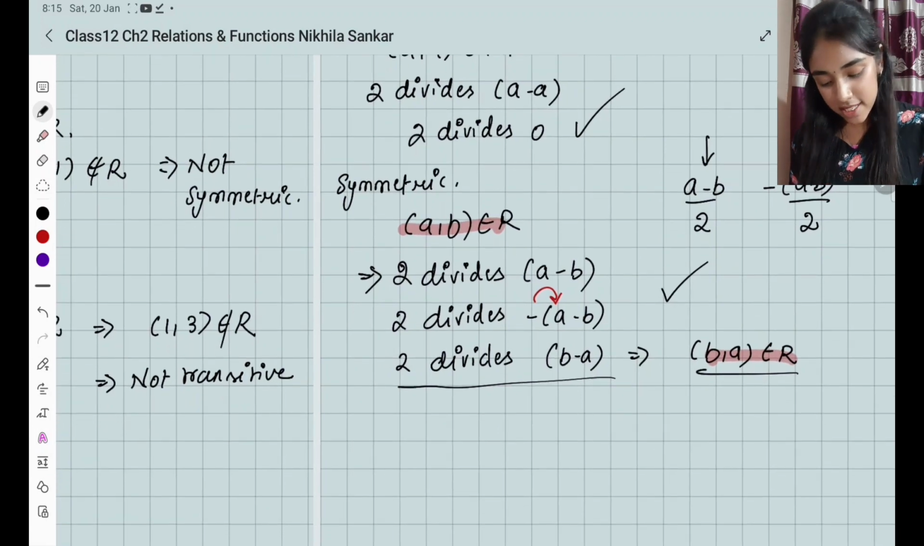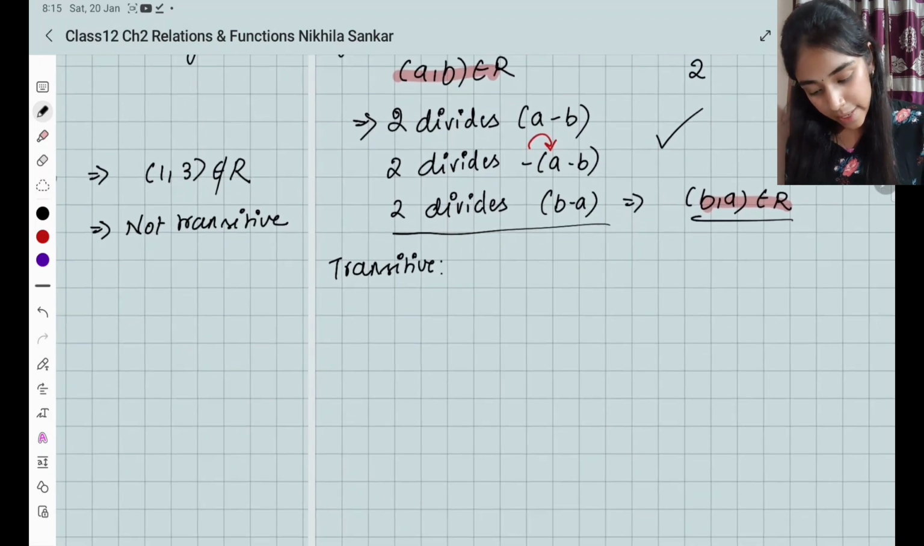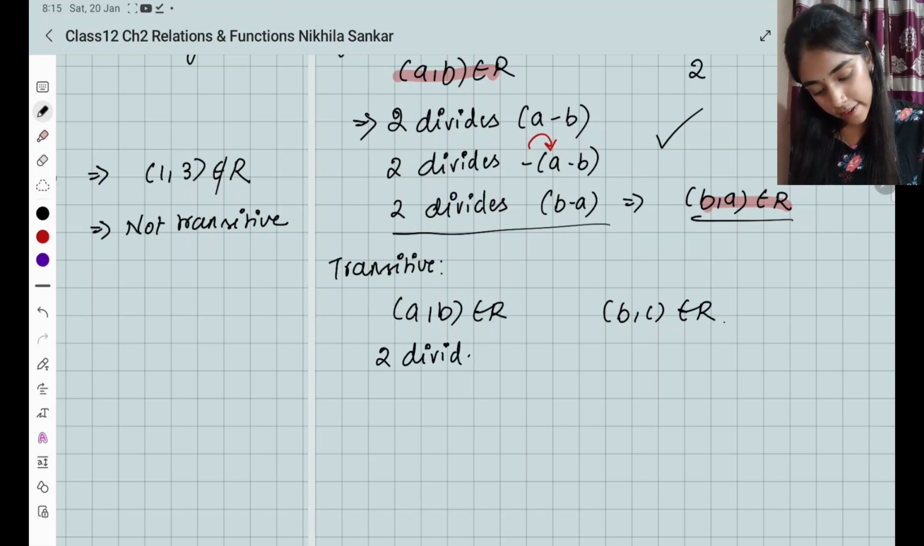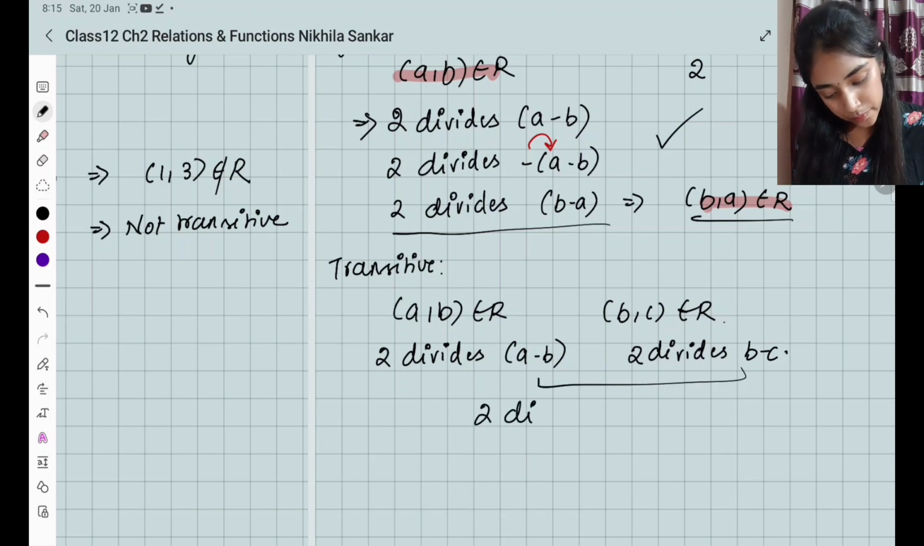Okay? இப்போ next transitive. Transitive check பண்ணலாமா? So transitive, I am saying that a, b belongs to R and b, c belongs to R. அப்படினா என்ன அர்த்தம்? 2 divides a minus b. இந்த பக்கம் 2 divides b minus c. Now what am I going to do? I am going to add these two. So 2 divides a minus b plus b minus c.